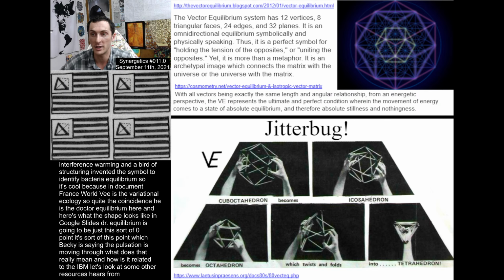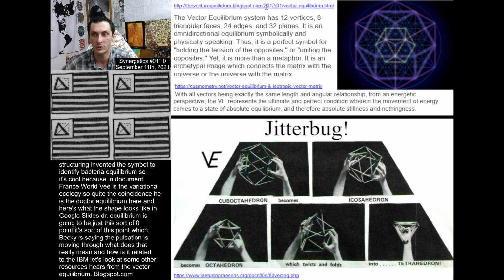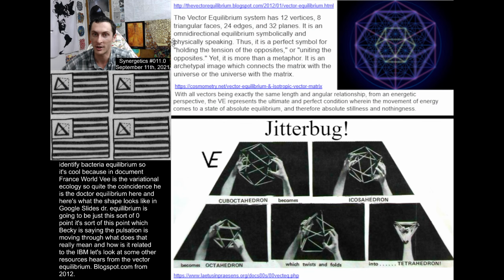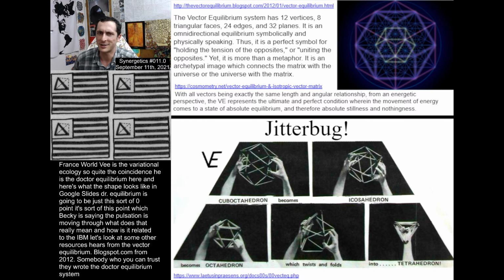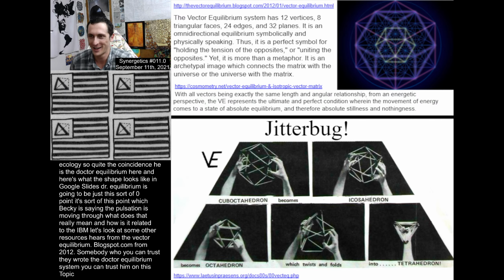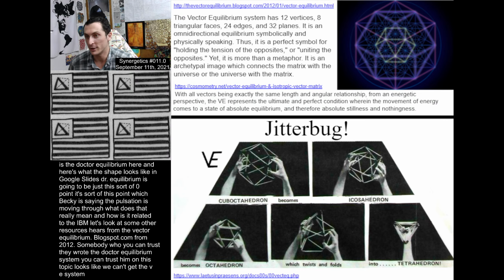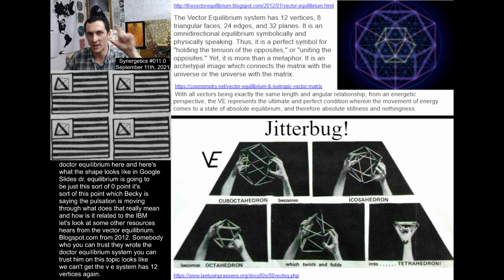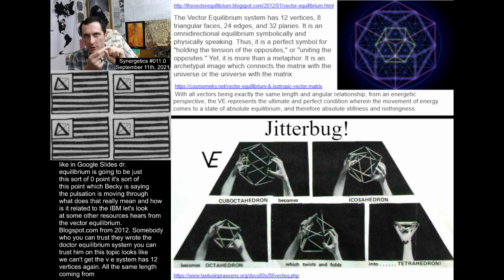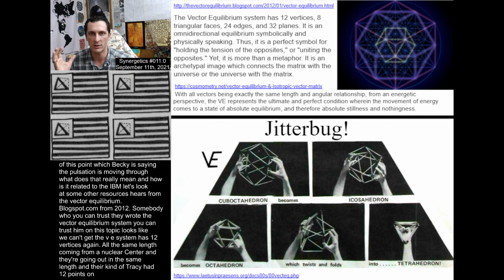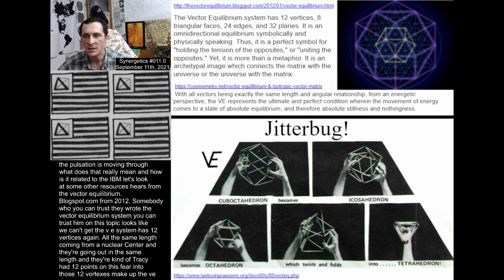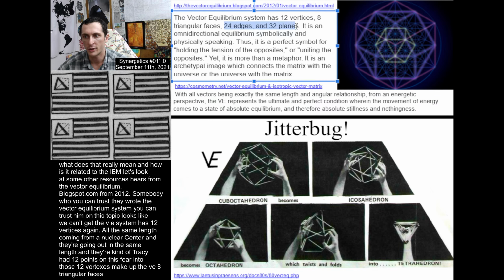Here's from thevectorequilibrium.blogspot.com from 2012. That's somebody who you can trust. They wrote, the vector equilibrium system, you can trust them on this topic, let's say, or can you? The VE system has 12 vertices. Again, those are all the same length, coming from a nuclear center, and they're going out in the same length, and they're kind of tracing out 12 points on the sphere. And so those 12 vertexes make up the VE. 8 triangular faces, 24 edges, and 32 planes.